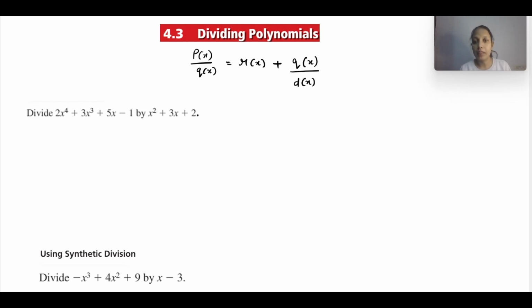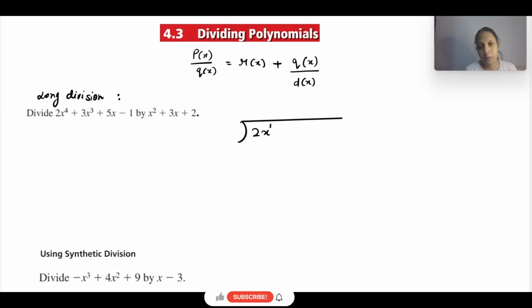The first method we will learn is known as the long division method. In the long division, we will write in this way as we generally do the division. Here the term is 2x^4 plus 3x^3 plus 5x minus 1, and this term is x^2 plus 3x plus 2.